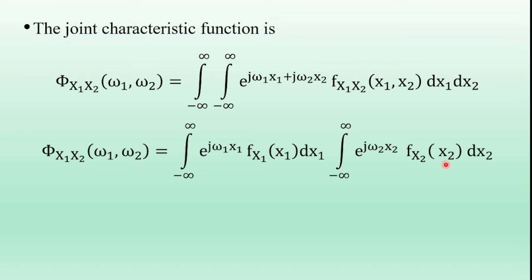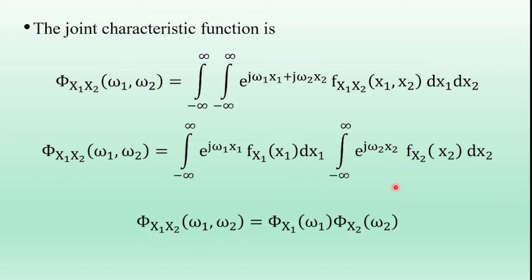So using the single random variable characteristic function definitions for the continuous case, the first integral term is the characteristic function of the random variable x1, and the second integral term is the characteristic function of the random variable x2. So that is Φ_x1(ω1) · Φ_x2(ω2).